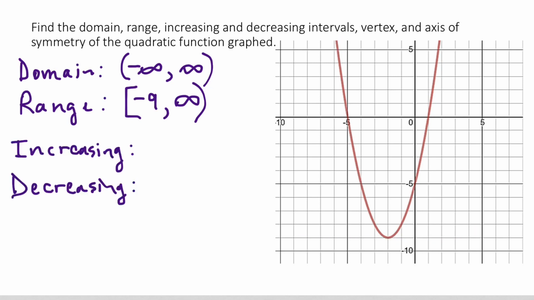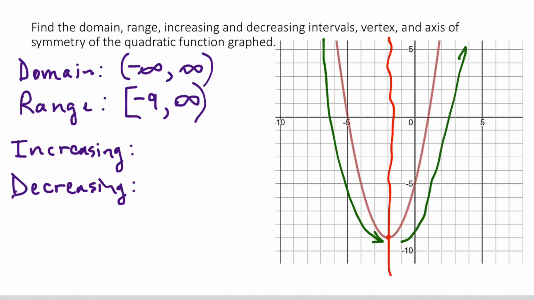Now let's talk about increasing and decreasing intervals. We're going to look at this point here as being the separation between the increasing part of the graph and the decreasing part of the graph. So here we're going downhill left to right. That would be decreasing. Then we turn around at the bottom, the lowest part of the graph, and then we go uphill. That's increasing from left to right.